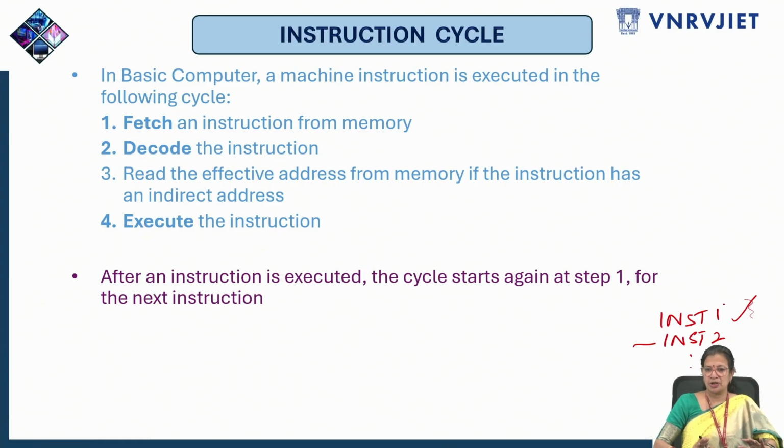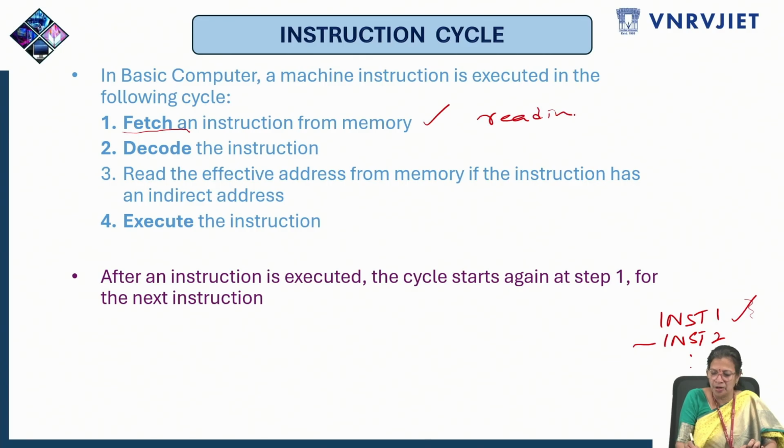But because there are also memory reference instructions and most of the operations are done as memory references, we also include a data fetch or an operand fetch. So if you look, the first operation is fetching an instruction from memory. Fetching is nothing but reading from memory. So reading from memory into the appropriate register is nothing but the fetch.